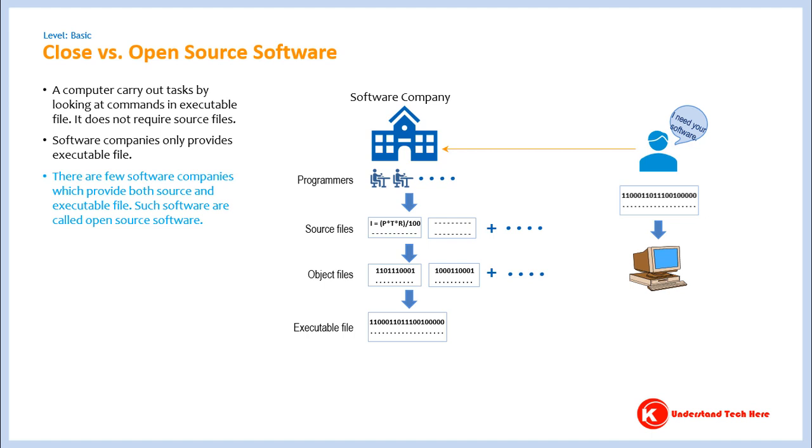But what if a person asks for the source file? Does a software company give the source file as well? No. Since you didn't get the source file, this is closed source software. There are a few software companies which provide both source and executable file. Such software, since you get the source, is called open source software. Well, this is the meaning of open and closed source software.